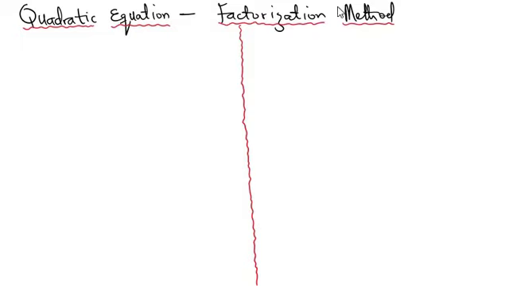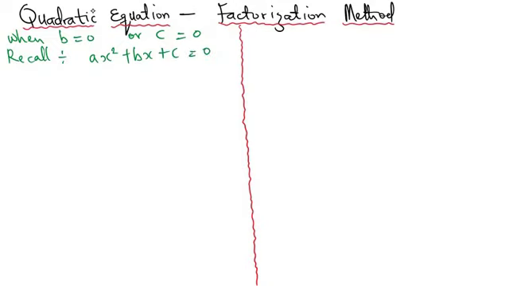We are still on the factorization method of solving quadratic equations. Today we'll be working with when b is equal to 0 or c is equal to 0. So we have to recall the general form of writing a quadratic equation. It is ax squared plus bx plus c equal to 0. So we'll be starting with when b is equal to 0. Now our general form will become ax squared plus 0x plus c equal to 0.